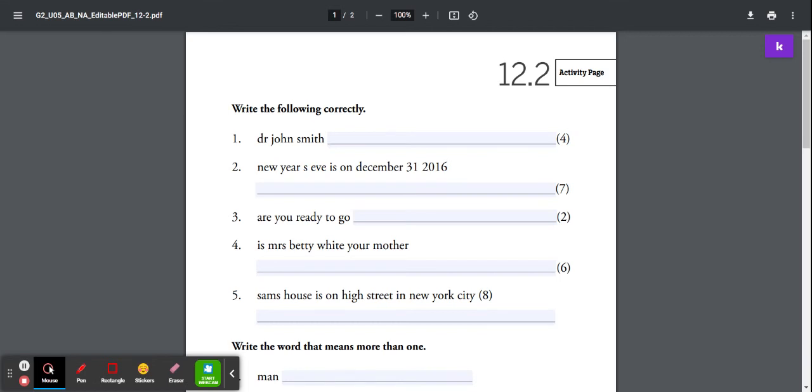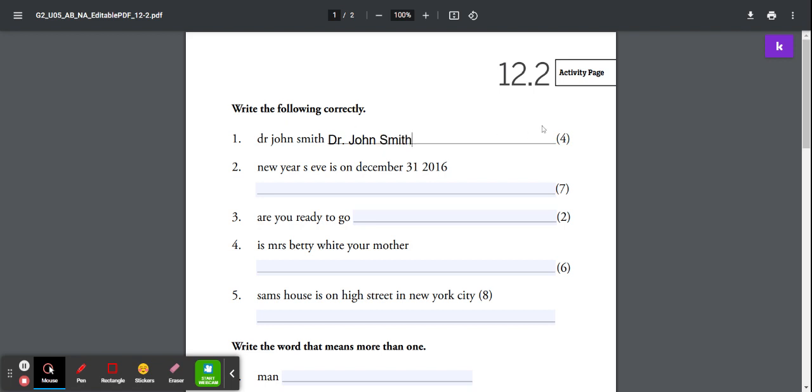Okay, activity page 12.2. You're going to write the following correctly. So here we have a greeting, someone's name, Dr. John Smith. DR is an abbreviation, so it's short for doctor. So we're going to capitalize abbreviations, capital D, R. Now we put a period, space, capital J, O, H, N, for John, space, capital S, M-I-T-H, Smith.